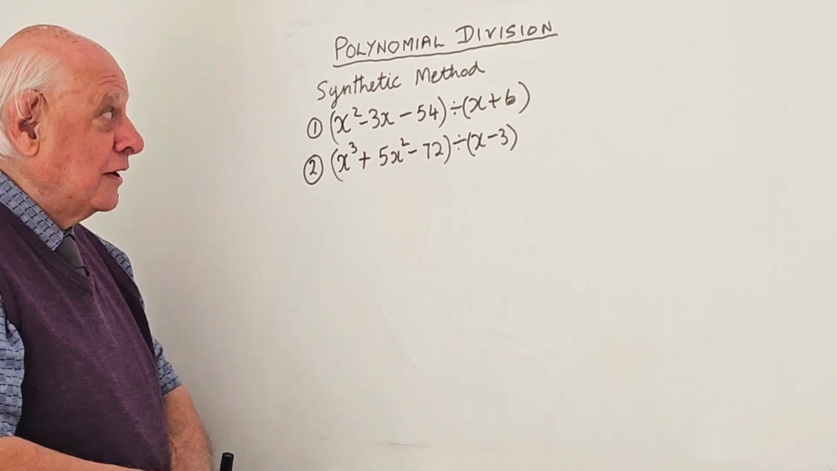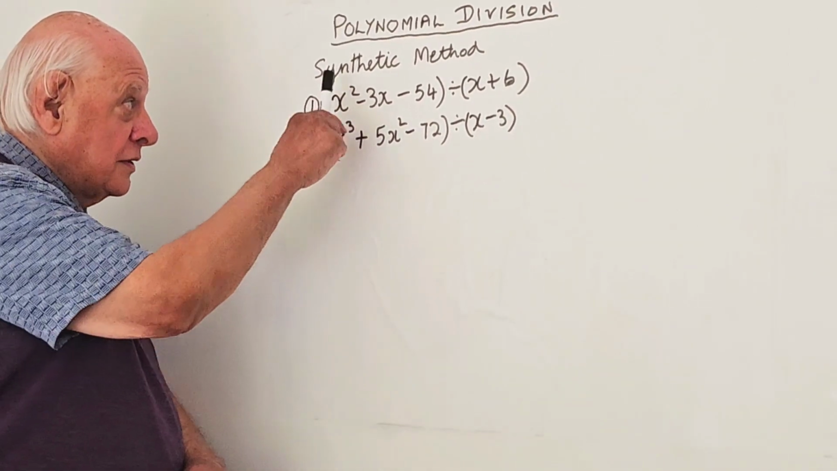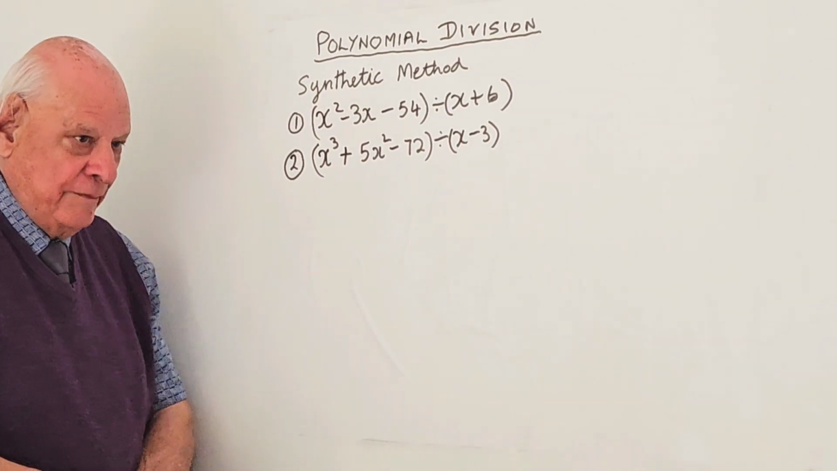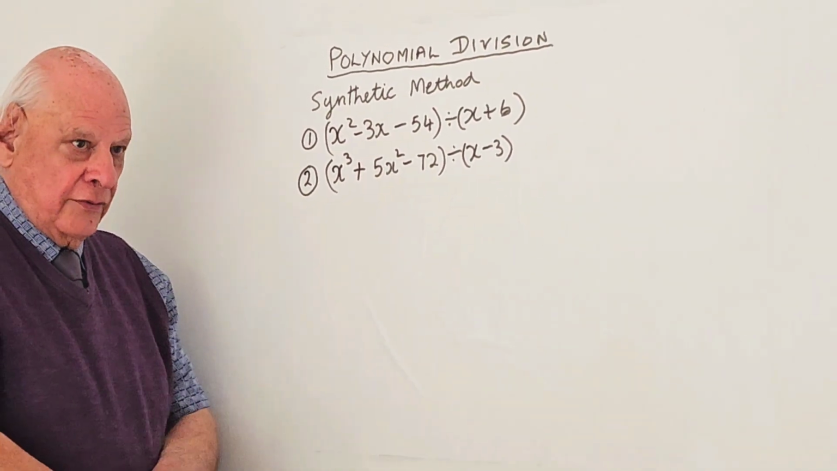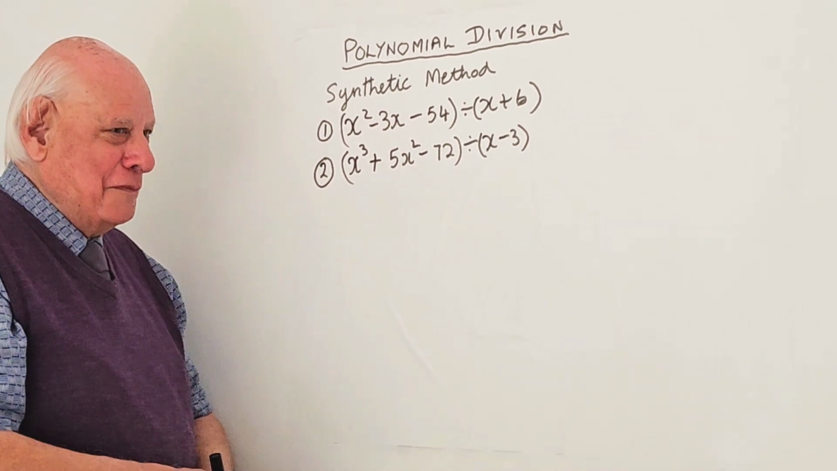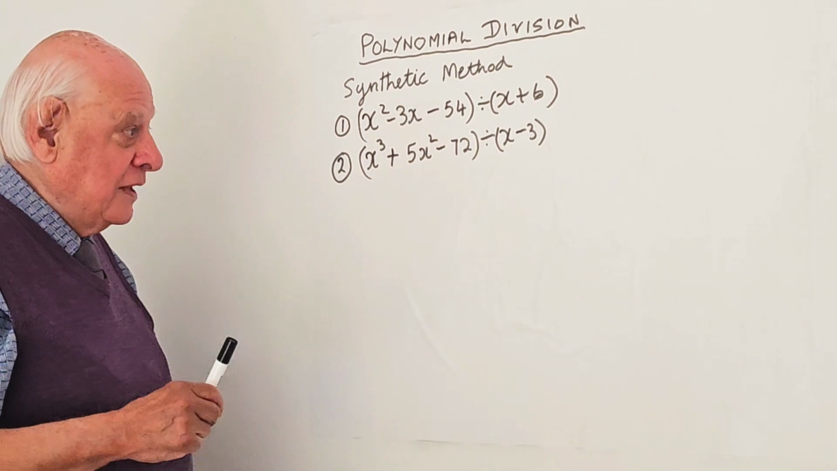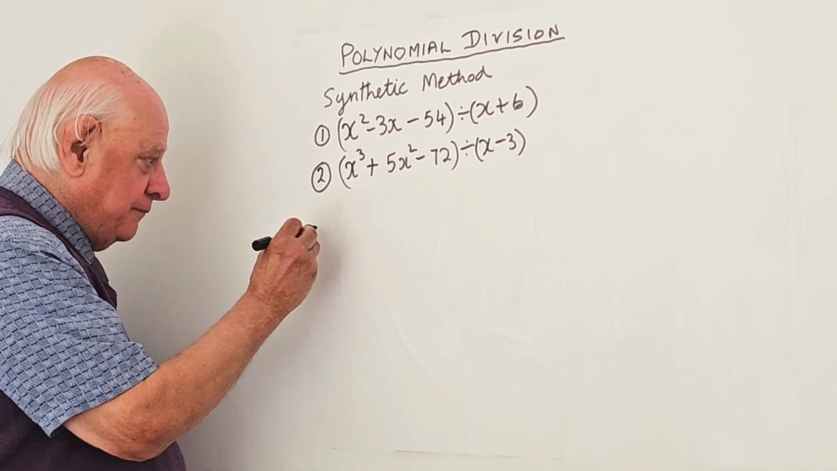I'm going to try a bit of polynomial division today and use what is called the synthetic method, which is an adaptation of Horner's method, adapted by me. Okay, and the advantage of it, this is very rapid. So this is what you do with the first one.